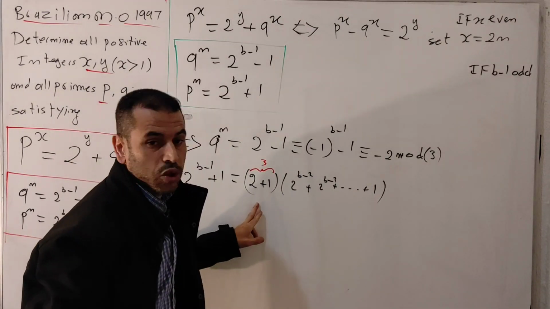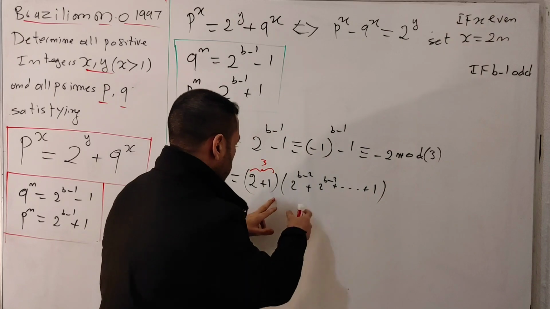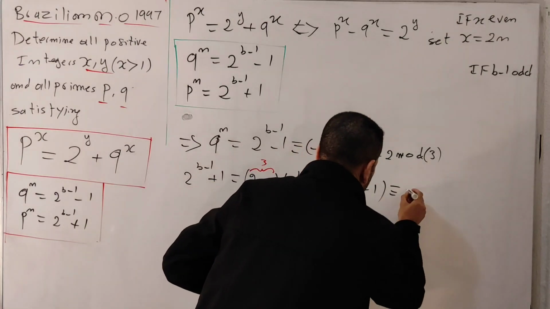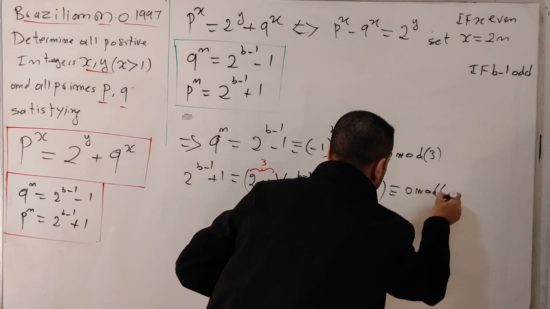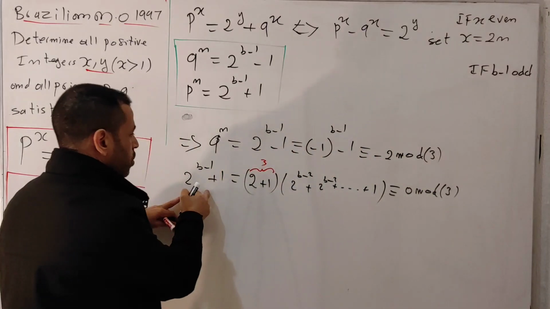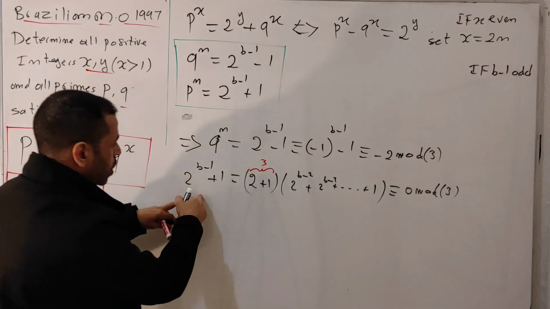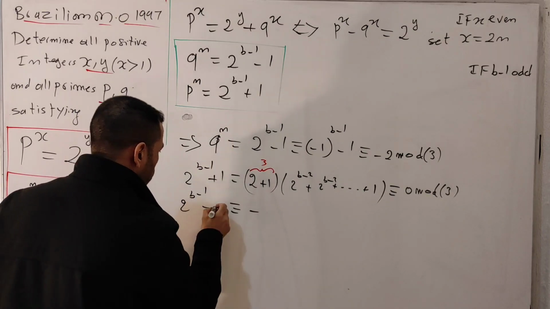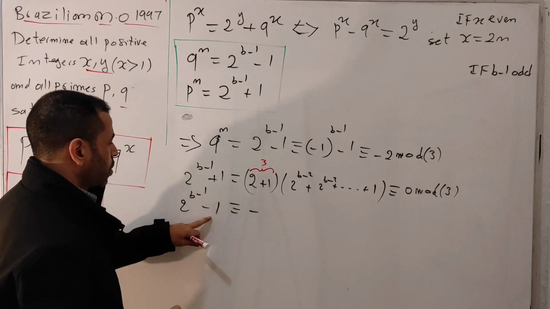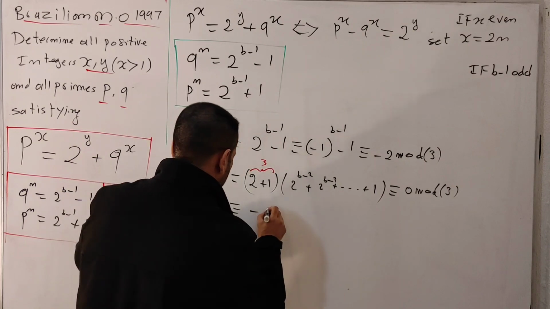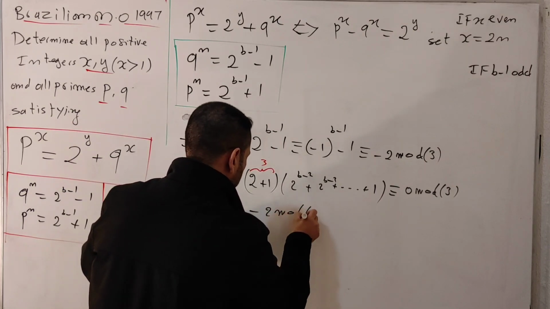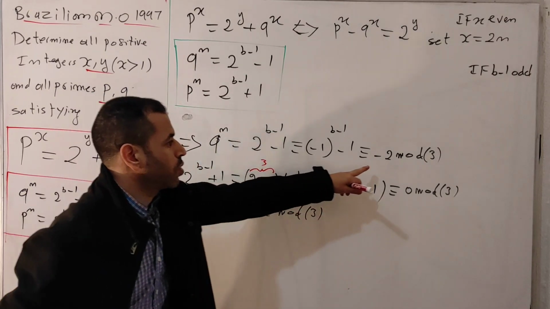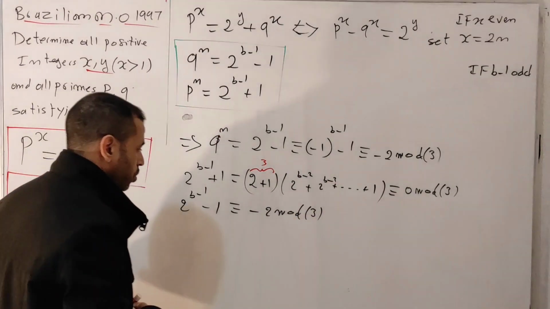So if I reduce this one to mod 3, I get that it is congruent to 0 mod 3, because 3 divides this one. Then I'm going to add minus 2 on both sides, so we'll have 2 to the b minus 1 minus 1, because minus 2 plus 1, which is minus 1, is congruent to minus 2 mod 3. It's taking us to the same result. Now let's continue working on this one.